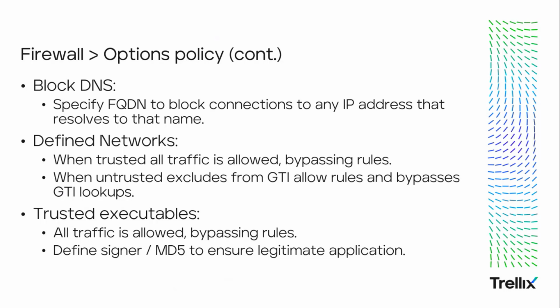And finally, you have trusted executables. I mentioned these briefly earlier. Anything defined as a trusted executable means that all traffic is allowed for that application, bypassing all rules in the rules policy. The minimum amount of information is the process name, so the executable name. But obviously, I would highly recommend you define at the very minimum the MD5 hash of that process as well. And even better, the MD5 hash and the signer of that process to ensure that it's a legitimate application.